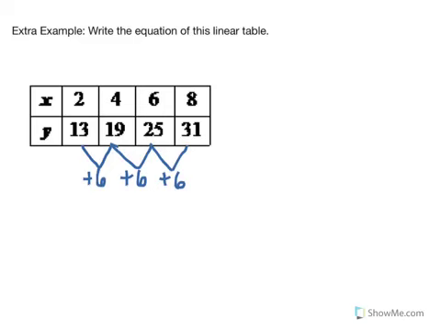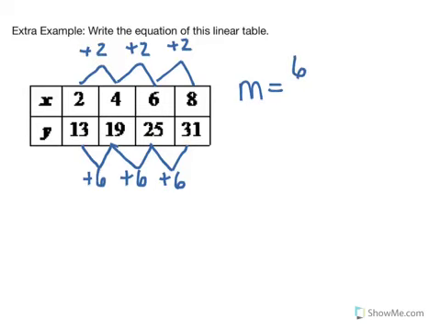So here I can tell that all of my rises are the same, so all of my runs should be the same. So from 2 to 4, I'm going up 2. 4 to 6, I'm also going up 2. And 6 to 8, I'm going up 2. So when I think about my slope, remember slope is rise over run. So my rise is 6 over 2, and when I simplify, that means that it's actually 3.